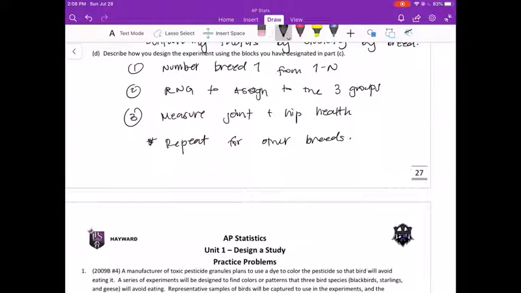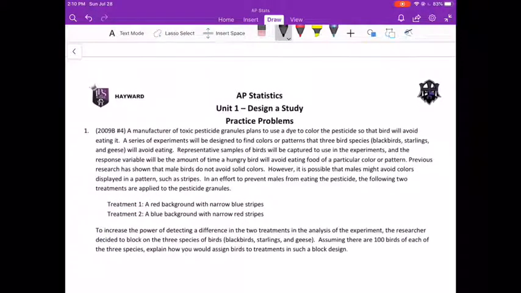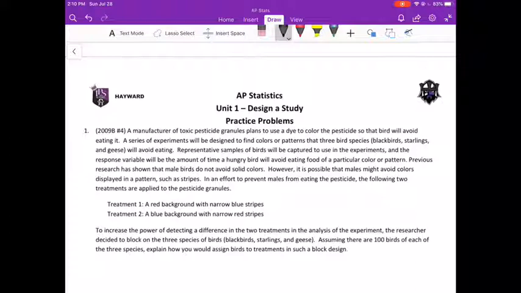We'll go ahead and move on. So now we have the practice problem. I want you to go ahead and pause the video, try the problems on your own, and then watch the video again to check your answers. So this practice problem comes from the 2009 Form B of the AP Stats Free Response Exam.